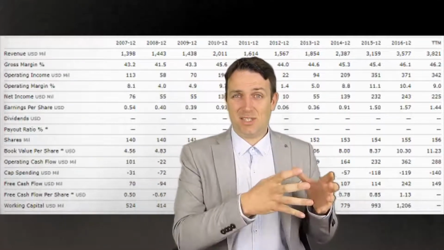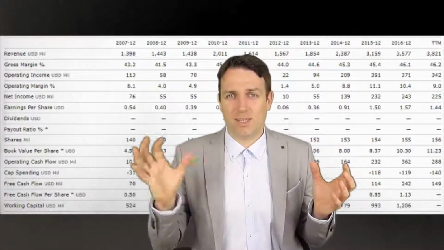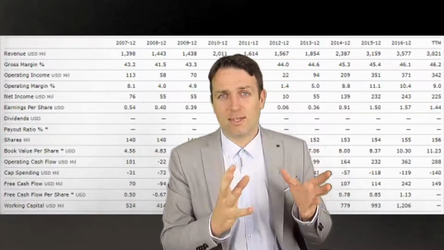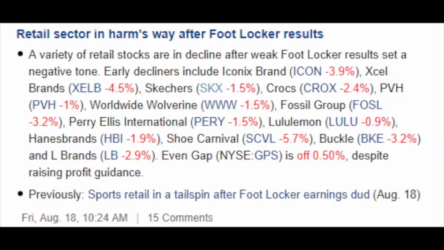In this case, Skechers reacted to news about the sector in the US, while the company is totally unrelated. Well, not totally unrelated, but mostly focused on China and Asia. Just take a look at this. Retail sector in harm's way after Foot Locker's result. Foot Locker, US, and all the stocks in the retail get hammered. This is because people sell everything, sell their ETF, which is consequently forced to sell stocks on the market, and everything is sold, even if some companies have absolutely no relation to what has been sold.